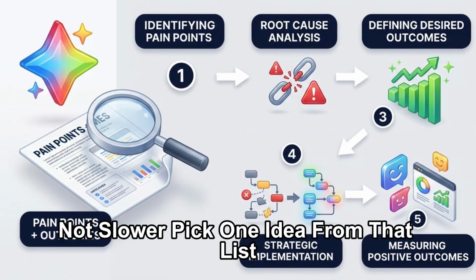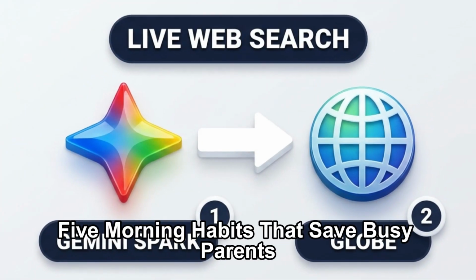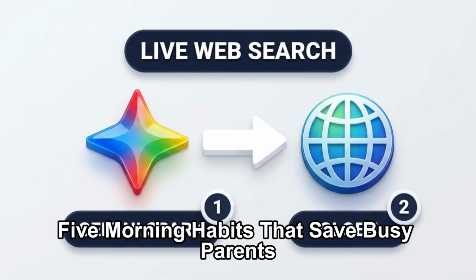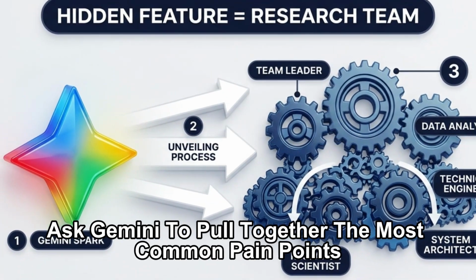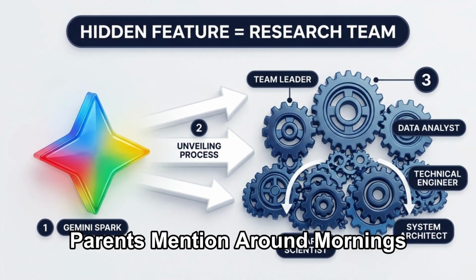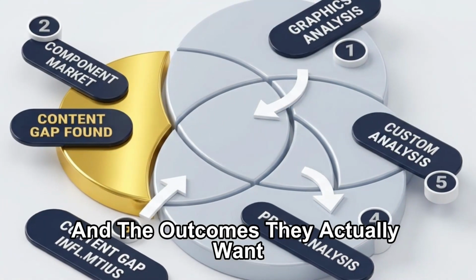Pick one idea from that list. For this walkthrough, we're using 5 morning habits that save busy parents an hour a day. Now we move into research. Ask Gemini to pull together the most common pain points parents mention around mornings, and the outcomes they actually want.